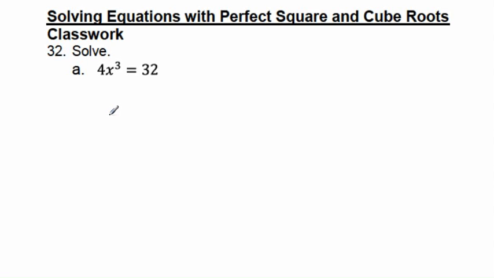We do kind of the opposite of the order of operations. We would worry about adding or subtracting first, which we don't see here, then multiplying or dividing, and then we worry about the exponent. So the first thing we have to do is get rid of the 4.